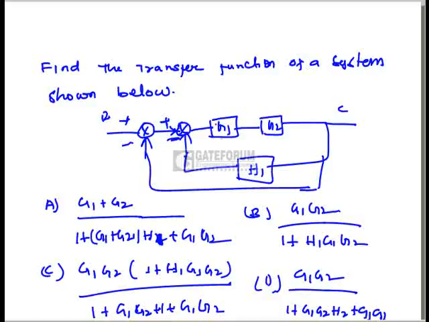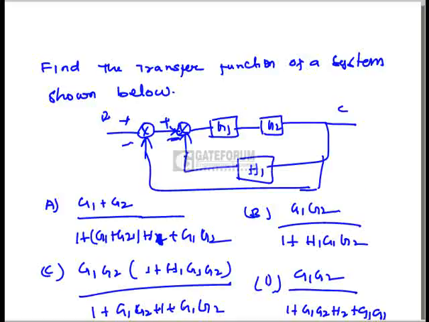Only two cascade elements are there in the forward path, and two parallel elements are there in the feedback path. So that's why this is a very simple method. That's why we will try to simplify this with the help of block diagram reduction techniques only, right?